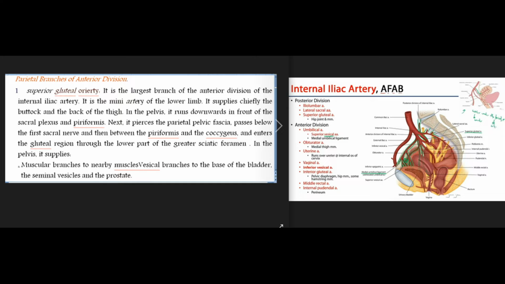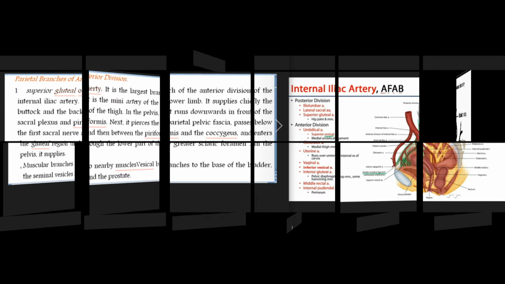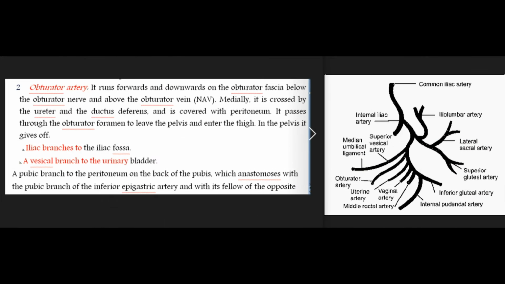In the pelvis, it supplies muscular branches to nearby muscles, vesical branches to the base of the bladder, the seminal vesicles and the prostate. 2. Obturator artery. It runs forwards and downwards on the obturator fascia below the obturator nerve and above the obturator vein, NAV. Medially, it is crossed by the ureter and the ductus deferens, and is covered with peritoneum. It passes through the obturator foramen to leave the pelvis and enter the thigh.